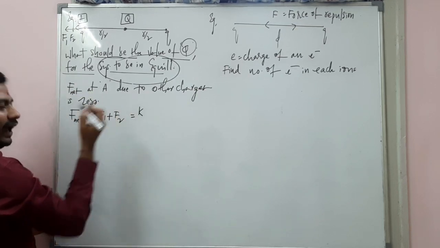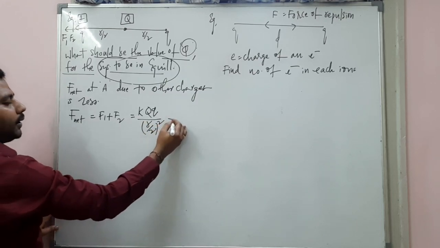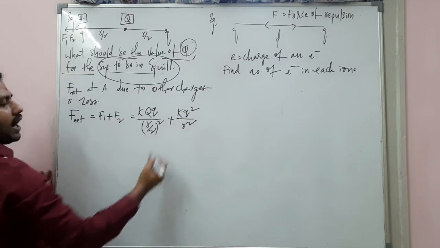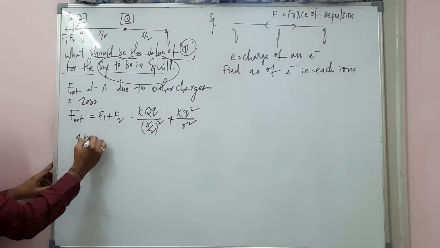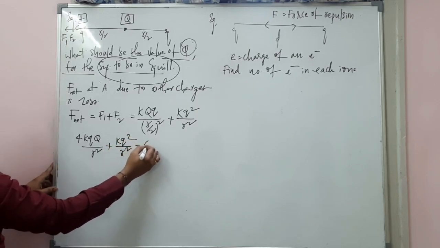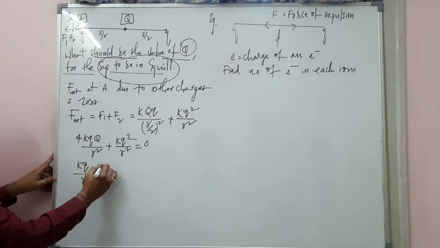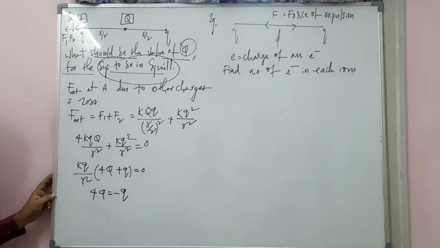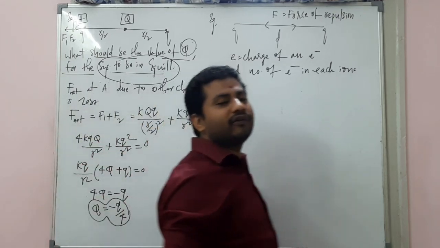So what is F1? F1 is due to these two: K capital Q small q divided by R by 2 whole square, plus K into small q square divided by R square, now the second force due to these two charges. Now it's 4K small q capital Q divided by R square plus K small q square divided by R square, that's equal to 0. Now here if you take K q by R square common, that is 4 into capital Q plus small q, which is equal to 0. So 4Q is equal to minus small q, and Q is equal to minus small q by 4. Have a look at it, a beautiful concept of physics.